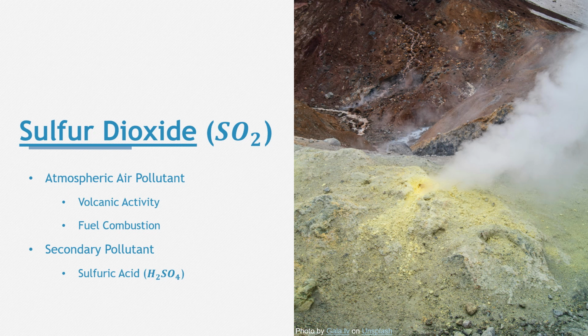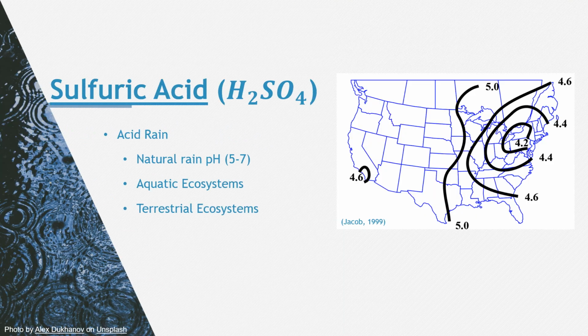So, what happens when sulfur dioxide is released into the atmosphere? Sulfur reacts with water vapor in order to create sulfuric acid, H2SO4. Sulfuric acid is a primary component in what we know as acid rain. Natural rain pH ranges from 5 to 7, and anything below that is considered acidic.